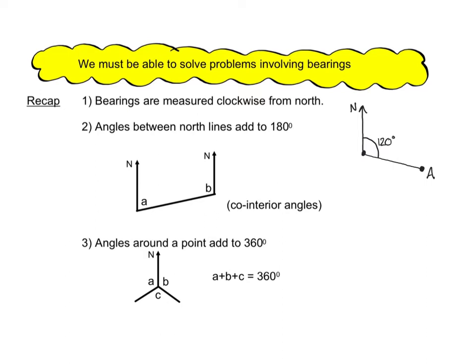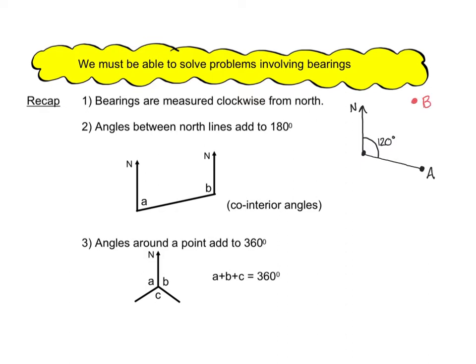Now, bearings are sometimes called three-figure bearings because we tend to always write them with three figures, which means three digits here. So 1, 2, 3 figures. That means if you get an angle which is less than 100 degrees, for instance, if I was to put a point up, let's see, we'll do this in red, a point up here, and we'll call that point B.